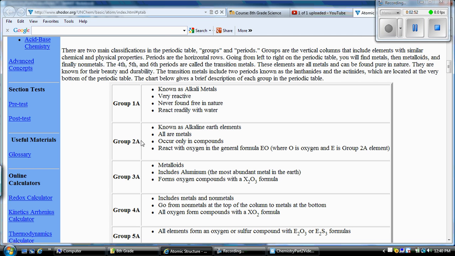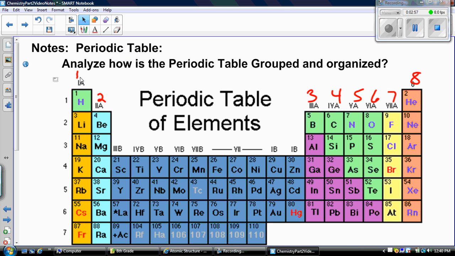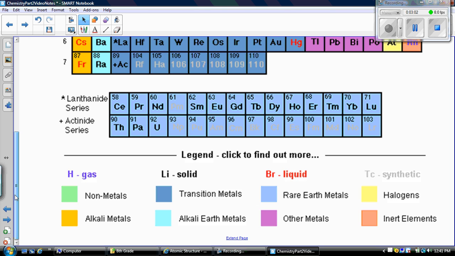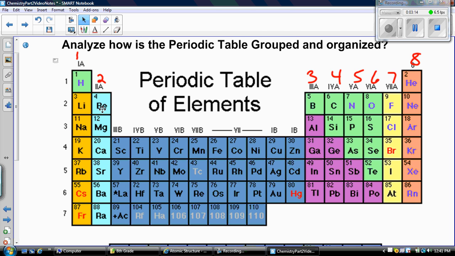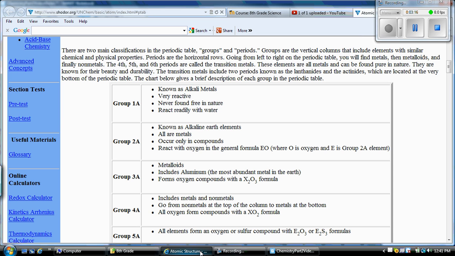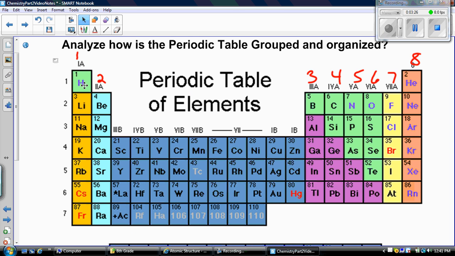Group 2A is known as the alkaline earth metals. Oh, and I forgot to tell you, you're going to want to label these 1A, 2A, and you need a key on your periodic table, maybe somewhere down below, where you're labeling the alkali metals. You're going to label all the families on your periodic table because you are going to have to know the names of them. So group 2 is called the alkaline earth metals. They are all metals. Notice group 1A is mostly metals except for hydrogen. Hydrogen's a nonmetal.